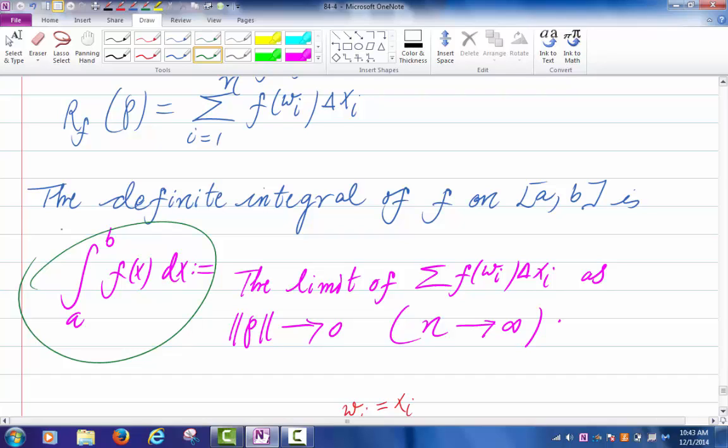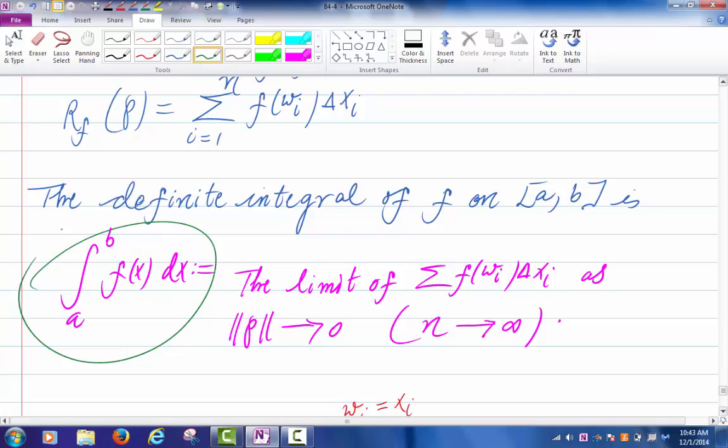The idea is that if you pick more and more partition points, so that you are picking partitions where the mesh is going to 0, then the Riemann sums will converge to a number. And if it does converge to a number, we are calling that the definite integral.